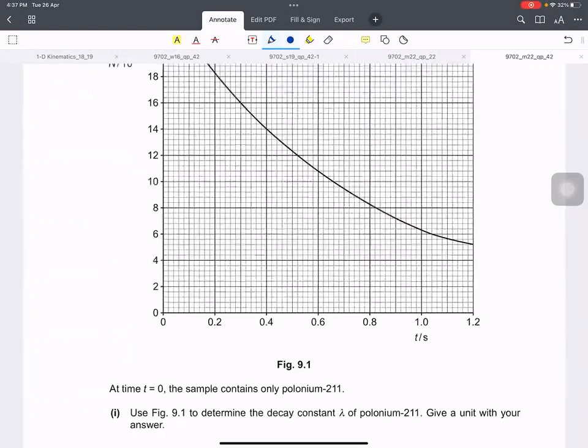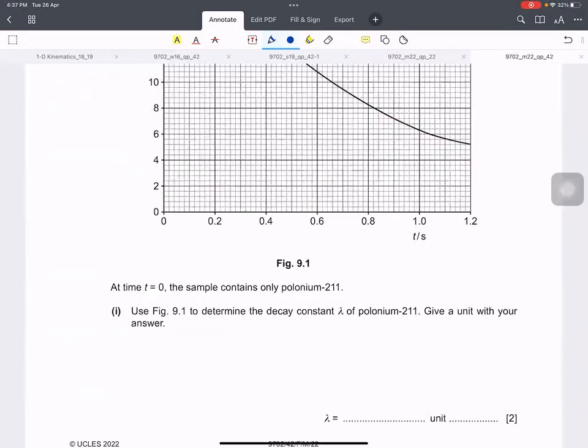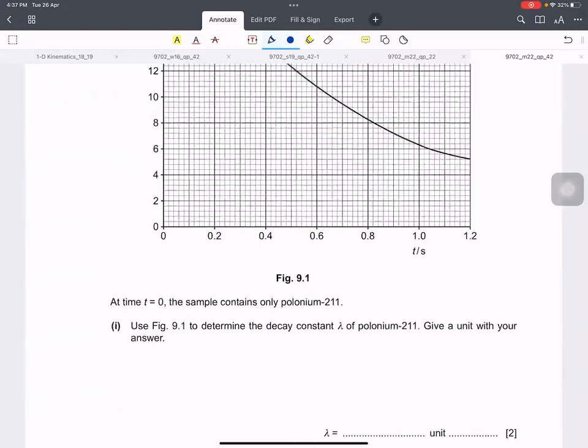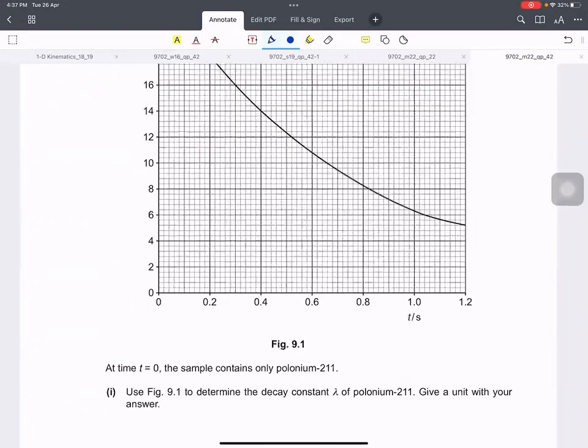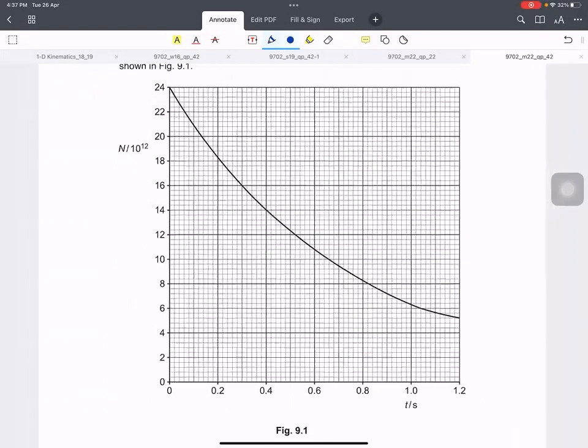Determine the decay constant of polonium. Give a unit to your answer. अब decay constant कैसे हम निकालेंगे? Good question. Do we have half-life? We don't. So we can find half-life.